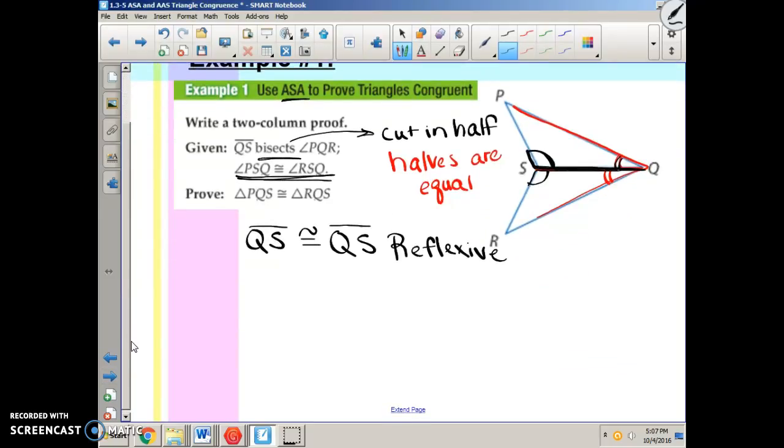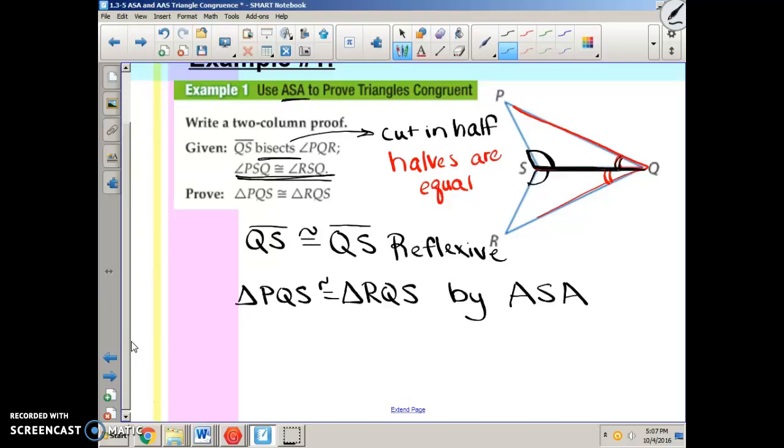We have angle, side, angle. Therefore, we can say triangle PQR is congruent to triangle RQS by ASA. You have to put that. You cannot just put that it's congruent.